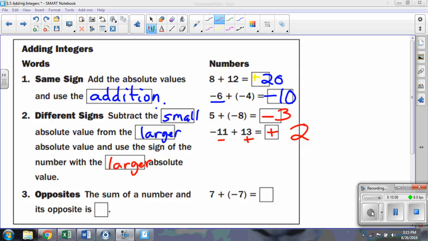Lastly, this is getting back to our opposites. If you add up a number and its opposite, what do the opposites always equal? Opposites always add up to 0. And so we're done.